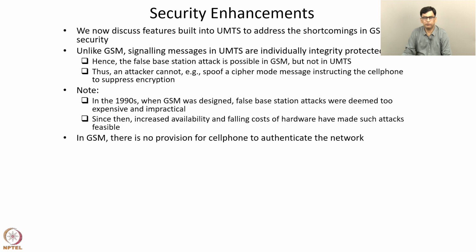Another improvement in UMTS is the following. In GSM, recall that there is no provision for the cell phone to authenticate the network. So authentication is one way. The network authenticates the cell phone, but the cell phone does not authenticate the network. In contrast, UMTS supports mutual authentication. That is, the network authenticates the cell phone as before, but the cell phone also authenticates the network.